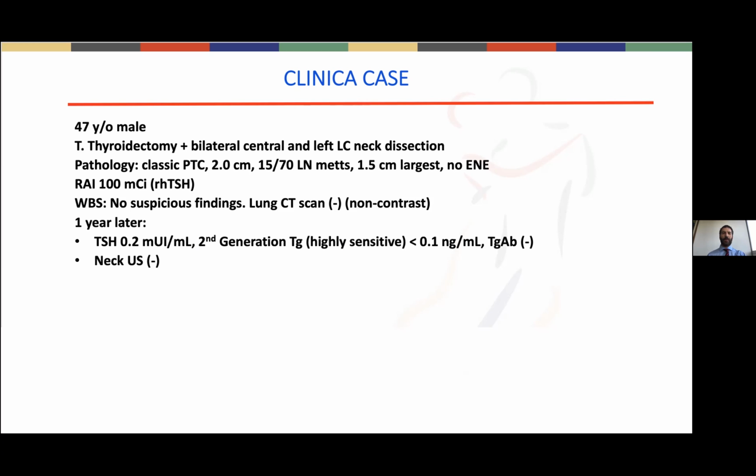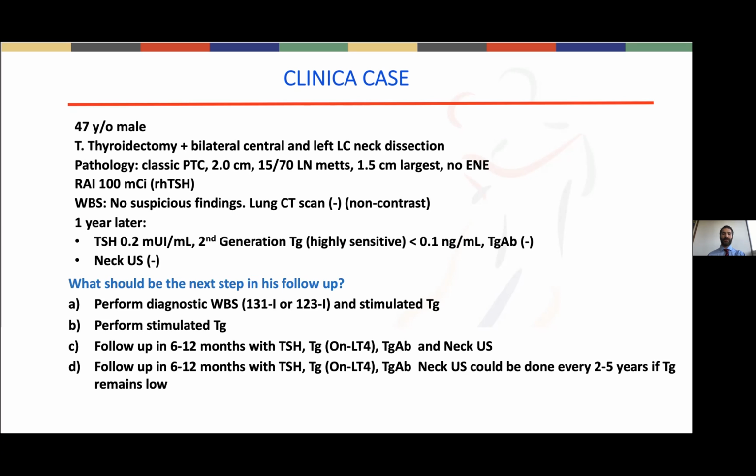At an evaluation 1 year later, using levothyroxine and with a TSH of 0.2, the second generation thyroglobulin showed undetectable thyroglobulin, and also there was no presence of thyroglobulin antibodies. Neck ultrasound was negative. So I would like to ask you, what should be the next step in his follow-up? And you could answer by clicking on the alternative that you think is the right one.